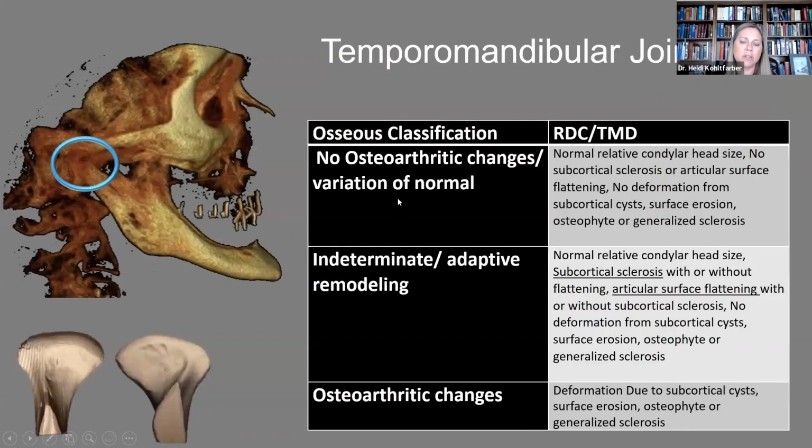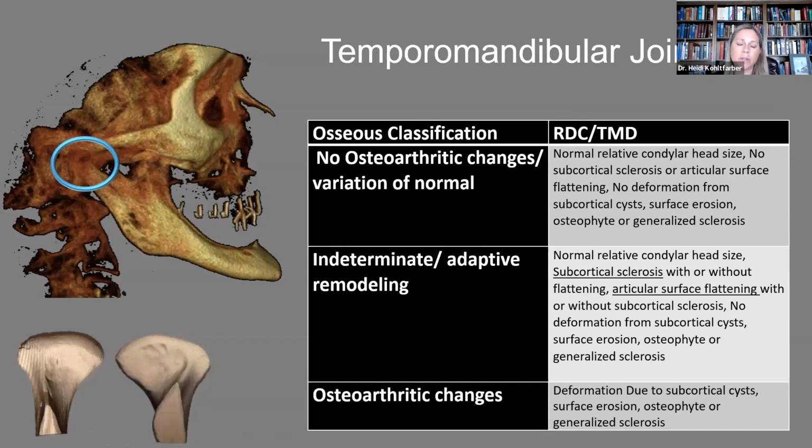All right, temporomandibular joints. I'm going to go through this one really quickly just because of time, and I want to show you some of the other things. And we did do a really fun lecture not too long ago all about the temporomandibular joints. So I would definitely urge you to go back and look at that.